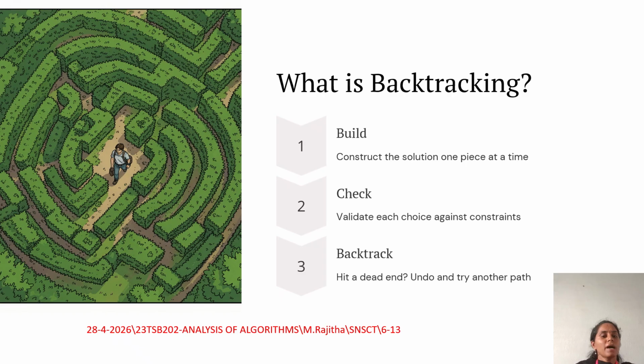And then, what is backtracking? Backtracking is a problem solving technique that builds a solution step by step. The first step is build. We place a queen on the board. The second step is check. We verify whether the placement follows all constraints. The third step is backtrack. If the placement causes a conflict and no further solution is possible, we remove the queen and try a different position. This process continues until we either find a valid solution or explore all possibilities. Backtracking is often described as trying, checking, and undoing.